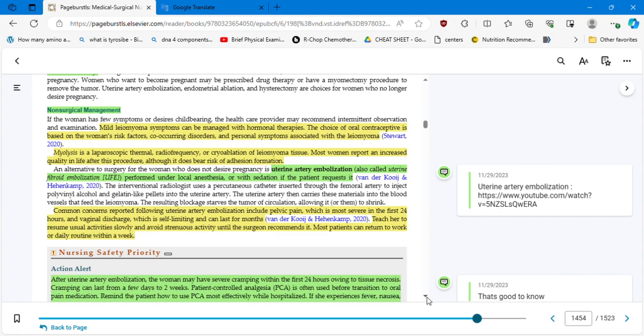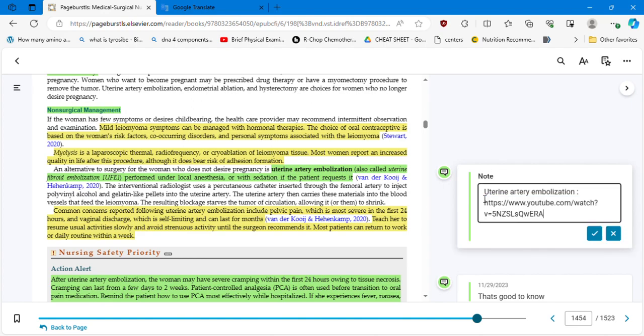Uterine artery embolization, also called uterine fibroid embolization, performed under local anesthesia or with sedation, is performed if the patient requests it. And we are going to watch the video to see how the uterine artery embolization is performed.